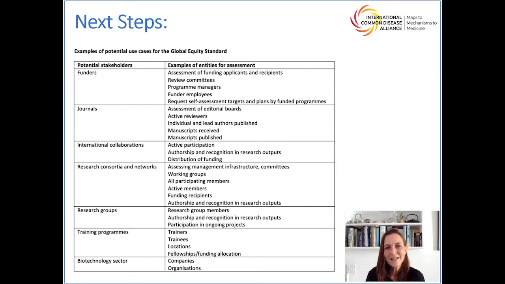We also would like to see the standard being used for other stakeholders. Some of the stakeholders we thought about who might find this of use are funders, journals, international collaborations, research consortia and networks, and even individual research groups, and then training programs, and also the biotechnology sector. I'm sure we haven't thought of everyone, but I think there are a lot of end users who might want to use the framework and build some metrics to look at their own global equity and to measure how they're doing in a self-evaluation process and to set some targets and monitor their progress towards reaching those targets. So we hope that this will be more widely usable for any organization that's interested in promoting global equity.